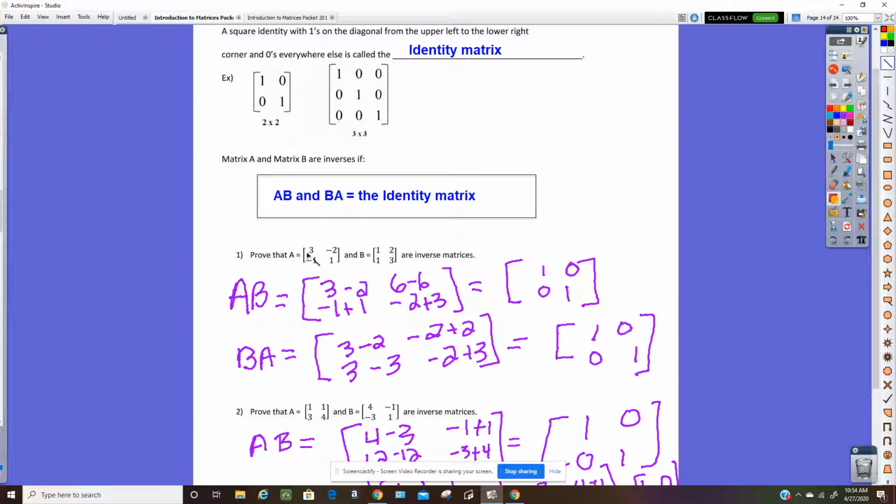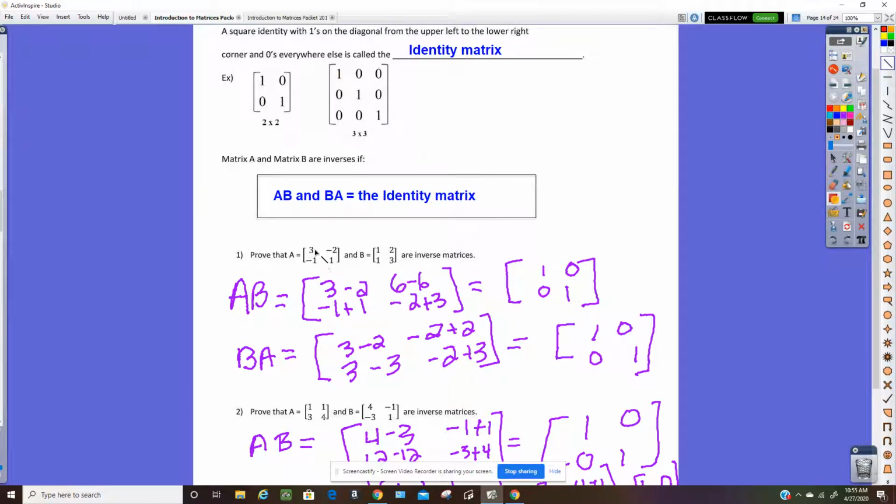So if I multiply A times B, I do 3 times 1, which is 3. Negative 1 times negative 2 is 2... negative 2 times 1 is negative 2, and adding those together I get a 1 there. Then 3 times 2 is 6, and negative 3 times 2 is negative 6. Add those together, I get a 0. Negative 1 times 1 and 1 times 1, add those together, I get a 0. And negative 1 times 2 is negative 2, and 1 times 3 is 3, and I get a 1 there.